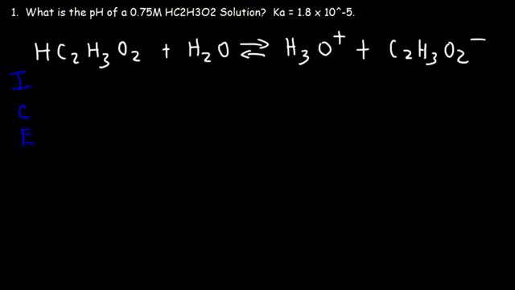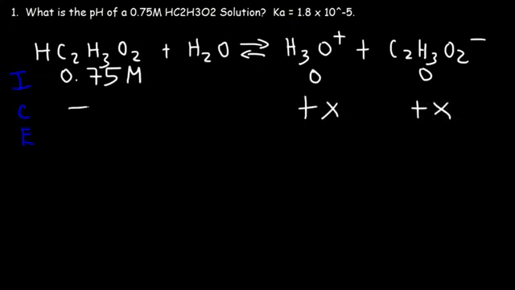The initial amount of acetic acid is 0.75, and this is going to be in units of molarity. And for the products, we're going to start with 0. Now the reaction has no choice but to shift to the right. It can't shift to the left. So the products will increase by X, and the reactant will decrease by X. We don't have to worry about water because water is a pure liquid.